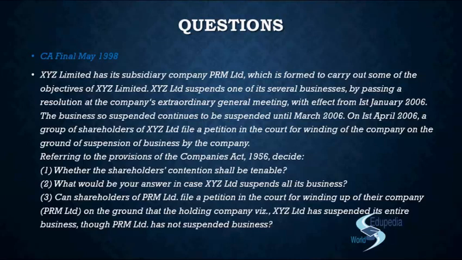Right? So when you go on to write your answer, you write down the provisions of section 433, that as per section 433, the third ground says that they will have to wind up the company if they did not commence their business for the period of 1 year after incorporation, or they have suspended the business for a period of more than 1 year, right?